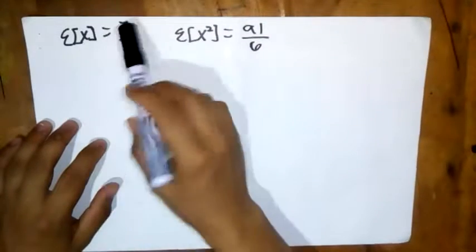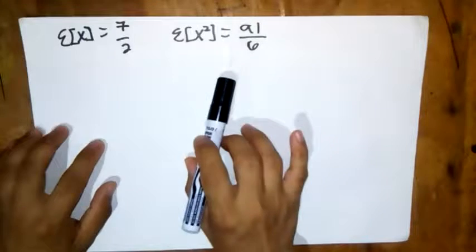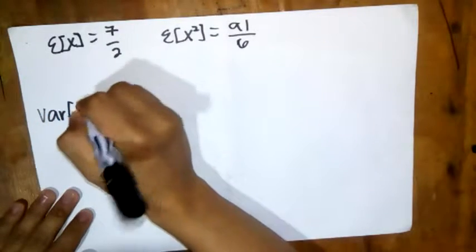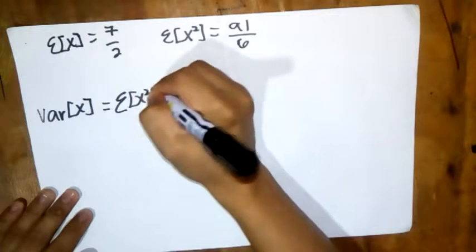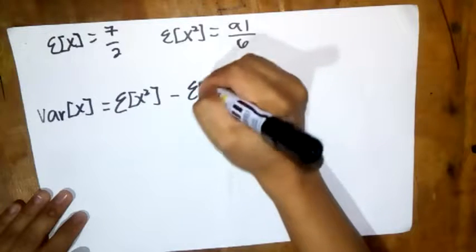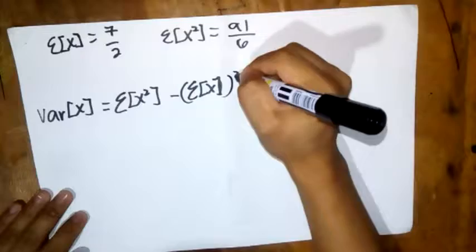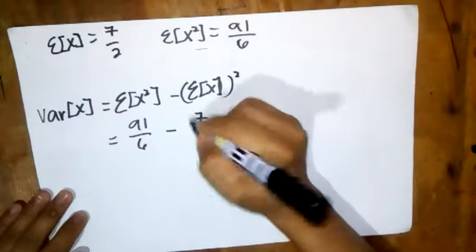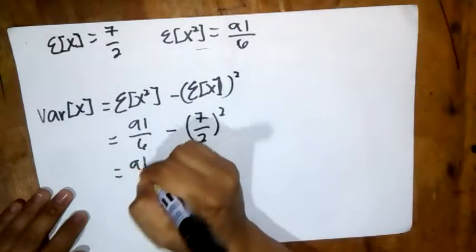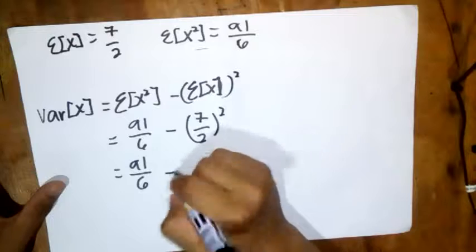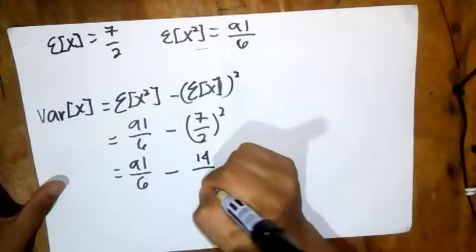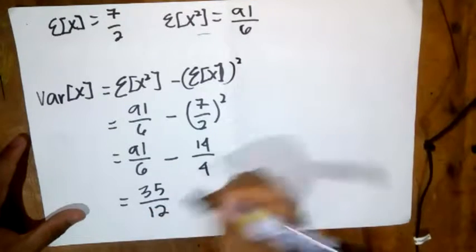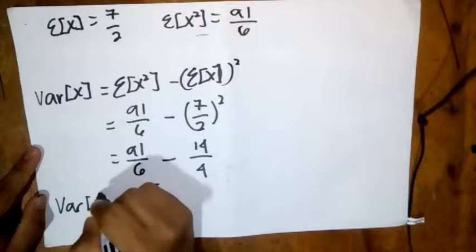We will use this to get the variance. Since we already have our mean, which is 7 over 2, and our expected value of x squared, which is 91 over 6, the variance of x is equal to the expected value of x squared minus the square of the expected value of x. Just substitute these values: 91 over 6 minus 7 over 2 squared, so 91 over 6 minus 49 over 4, and this results to 35 over 12, and this is our variance.